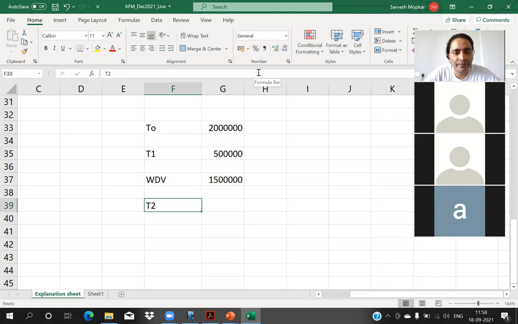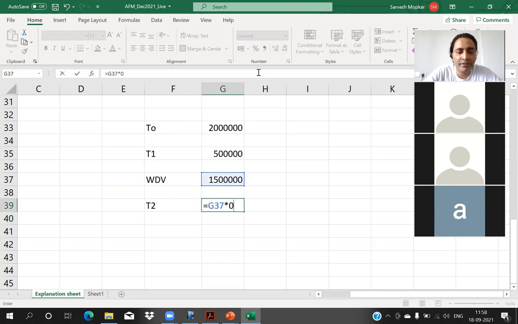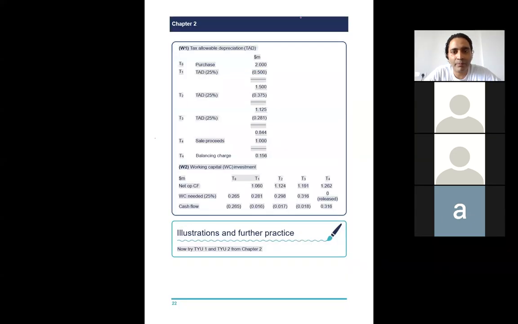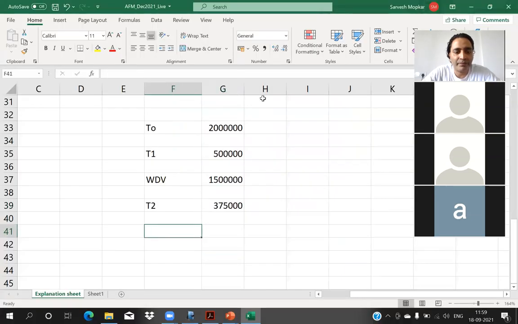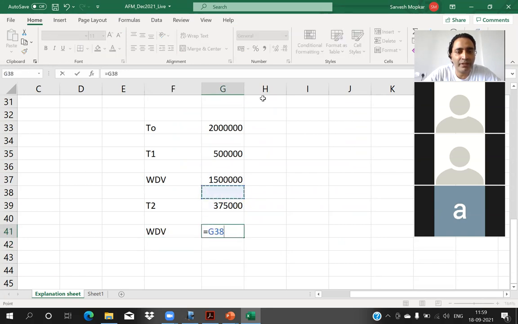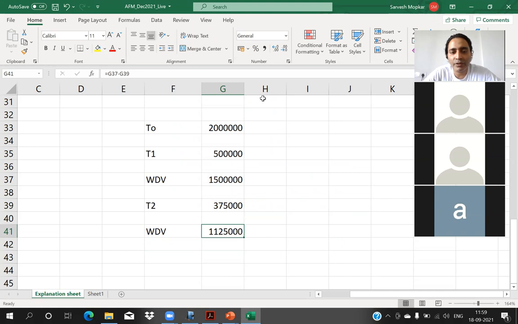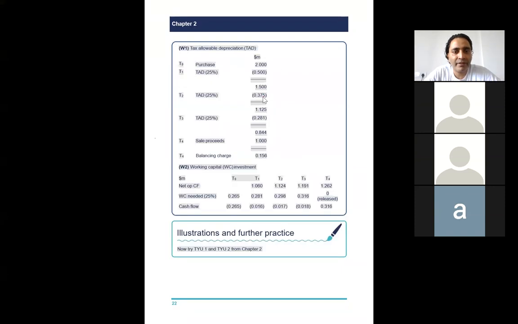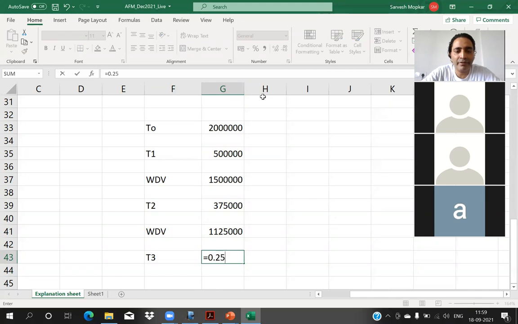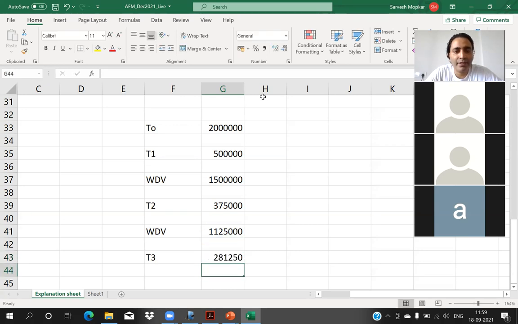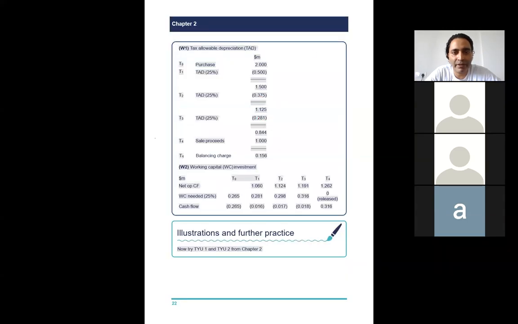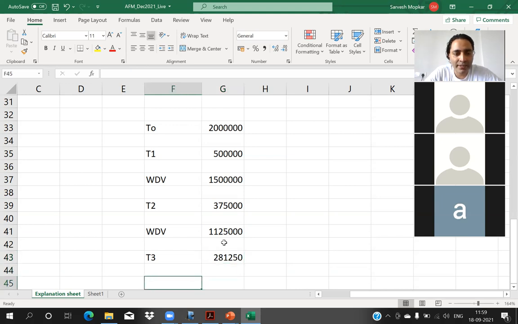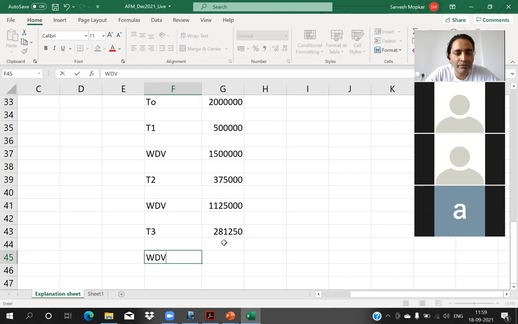Second year depreciation, T2. Since this is the WDV method, it is 375,000. Theirs also came to 0.375, same. What will be the WDV at the end of the second year or the beginning of the third year, one and the same? It is 1,125,000. Third year depreciation. What is the total life of the project? Total life of the project is 4 years. Remember that. Now we are in the third year. So depreciation is again 0.25 times 1,125,000, that is 281,250. Theirs also came the same, 0.281. What is the WDV at the end of the third year and the beginning of the fourth year?